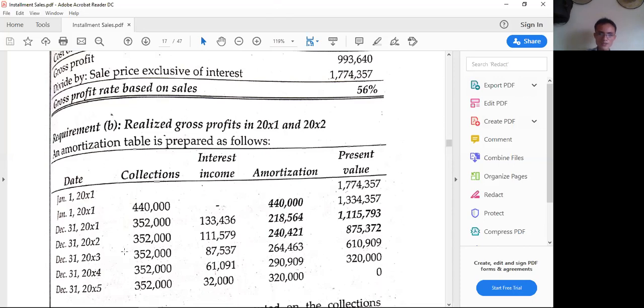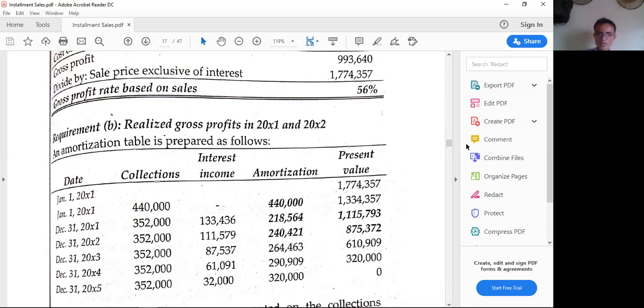Okay, so we are now ready to place the figures here. Collections minus interest income equals amortization, which is also known as reduction to principal in other books. Now, these amounts, when multiplied by the rates, would be equal to the realized gross profit, not this one, because this one is still with interest income.